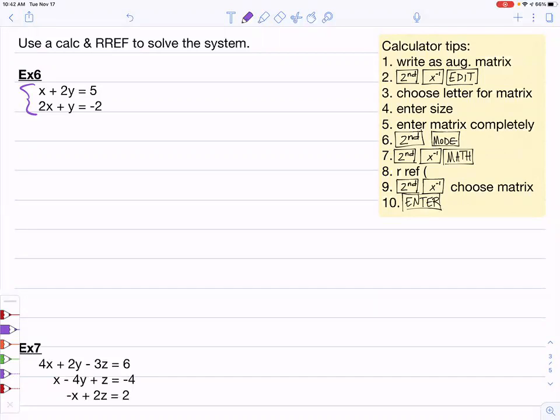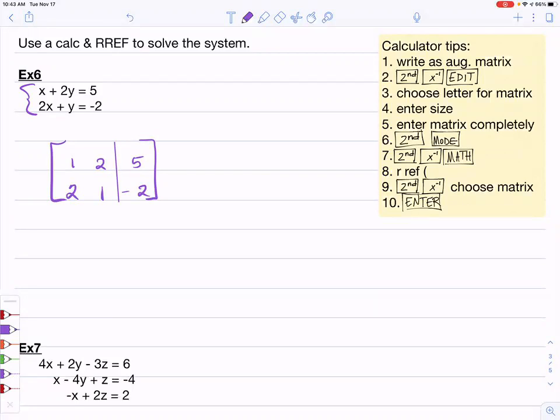So what would this look like as an augmented matrix? First row. Okay. Second row. 2, 1, -2. We'll put our augmented bar in there. All right, so that takes care of number 1. Now let's go to number 2. Find the X inverse button. X -1 button, X to the -1st power button, whatever you want to call it.